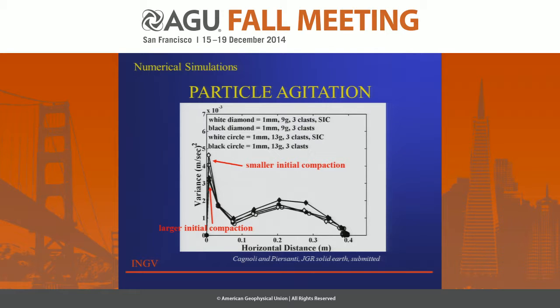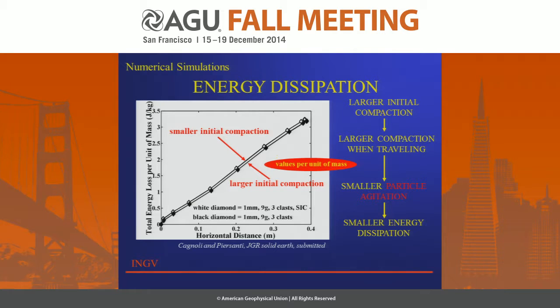But if we compute the energy dissipation, again numerical simulation, you see that the flow with smaller initial compaction has dissipated more energy than the flow with larger initial compaction to reach each position along the chute. Again, differences are small because they're values per unit of mass, but they are significant. So why do we get this phenomenon here? Well, what we think is that larger initial compaction means larger compaction also when traveling, and so smaller particle agitation, and so smaller energy dissipation of the flow.